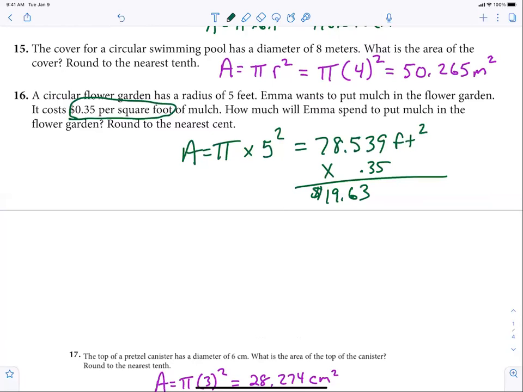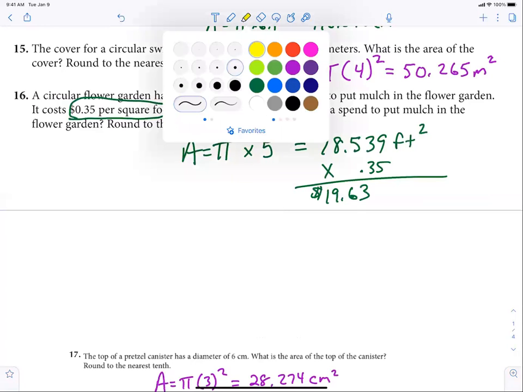Anybody else get $19.63? Does that make sense? Now listen, I don't want you to put down $19.63 if you don't know what he's doing. How is he going to put 0.35? Well, because listen to me. Here's what I'm telling you. Please look and listen.